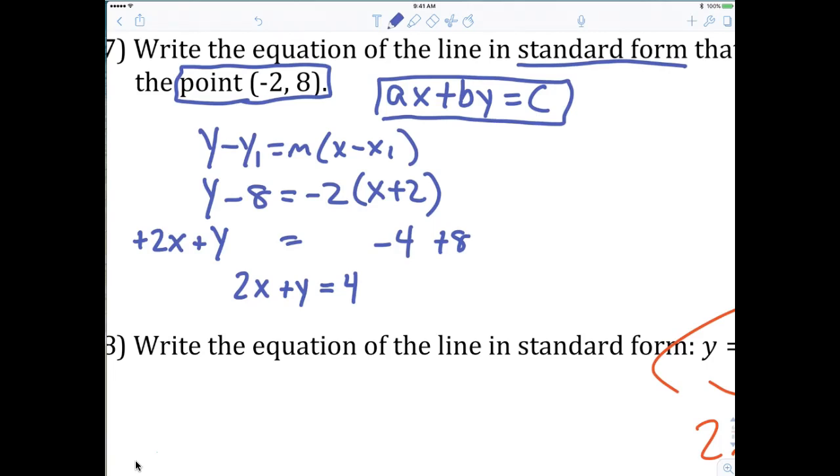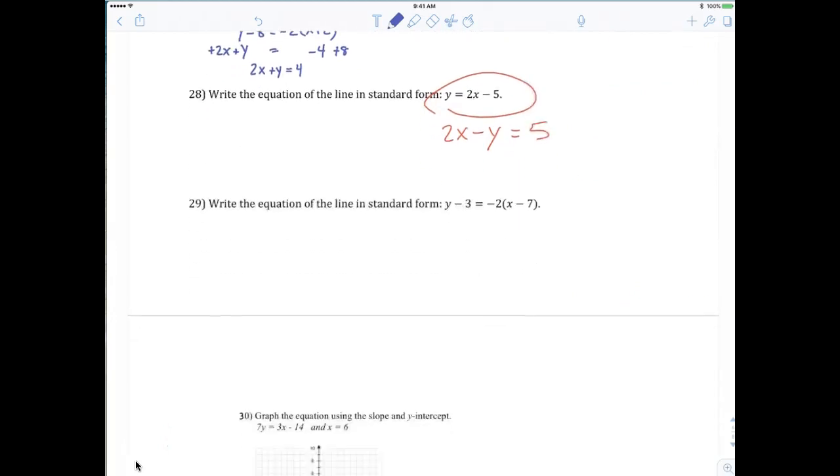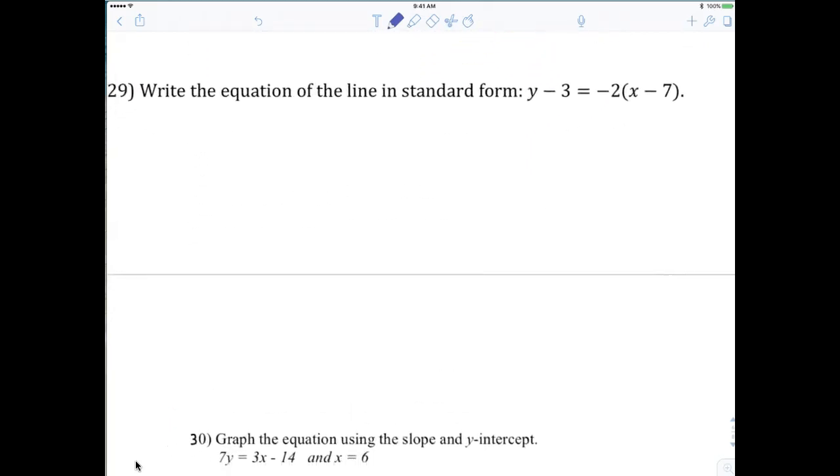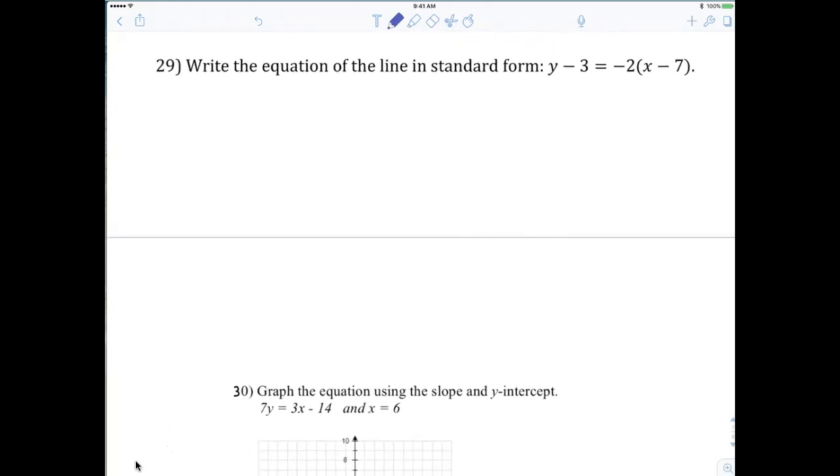All right, just converting from one form to the other form. All right, so let's have some more fun. Here we go. Number 29. Now, the reason 29 is a little bit easier is because they're just saying, look, that's the equation. Put it in what? Standard form. All right, so you don't have to do any work. You just have to convert it where x and y are on the same side.